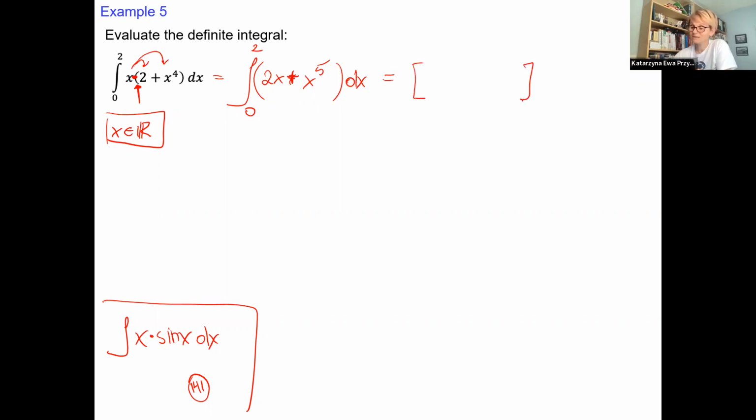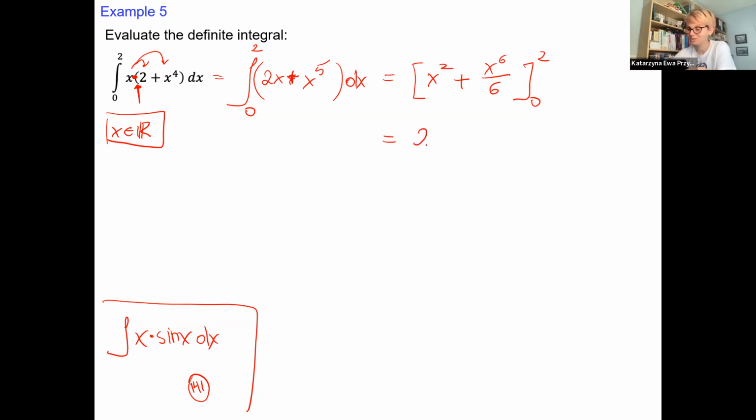Please tell me the antiderivatives. What's the antiderivative for 2x? Yeah, good practice. It's x squared. What's the antiderivative for x to the power of 5? X to the power of 6 over 6. And now, because sometimes we have this mistake, both of the x's we have to replace with 2, and then minus both of the x's we have to replace with the lower limit, 0. Sometimes we will put 2 and 0 for both.